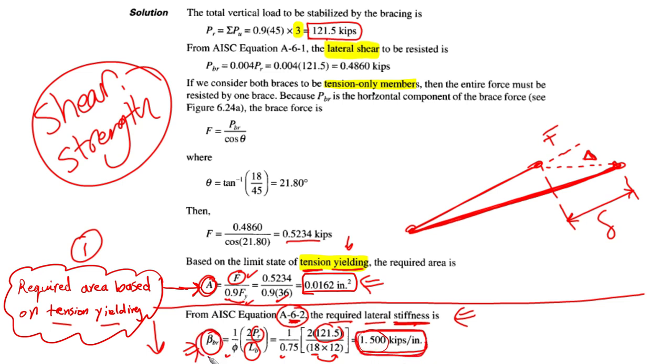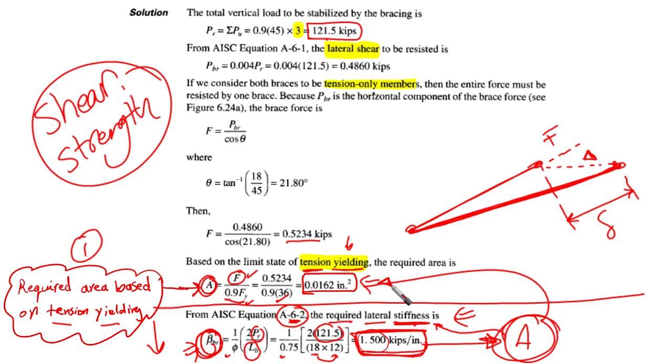From this value, beta BR, which is the required lateral stiffness, we want to obtain the minimum area needed to fulfill this required lateral stiffness. Then we are going to compare this area with the area coming from the lateral shear strength. So you understand the flow of the example.